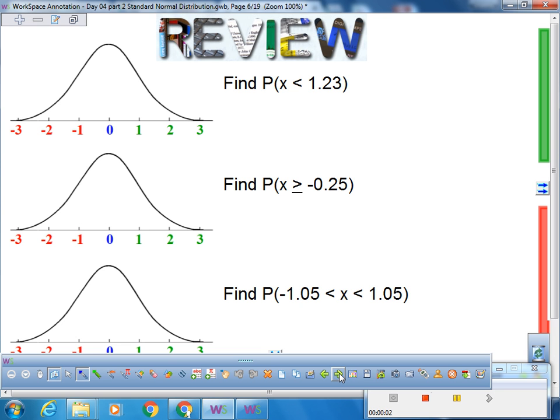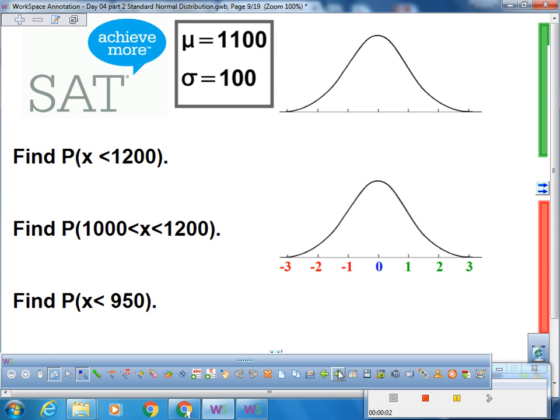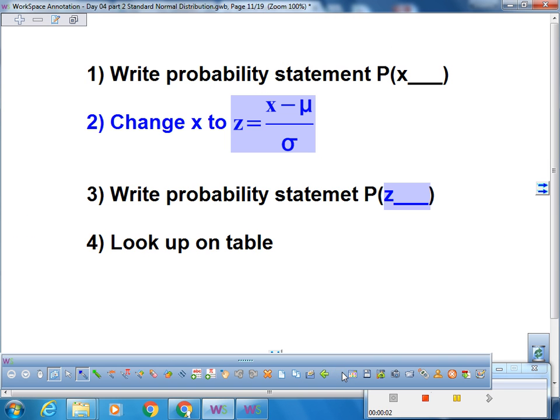So let's go straight to the application problem. Here's what we're going to do. You're going to write a probability statement. You're going to change it to a z-score. Then you're going to rewrite the probability statement using z, and then you're going to look it up on a table to answer it. That's our process. Okay?